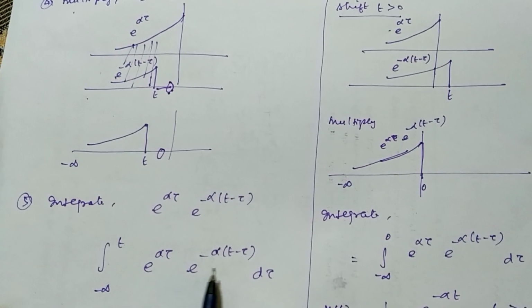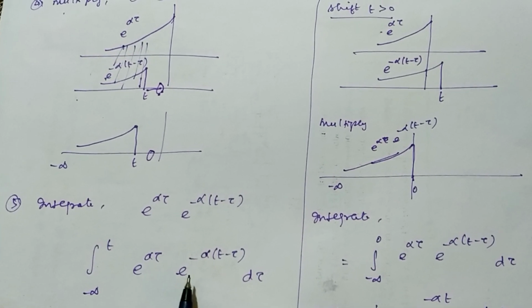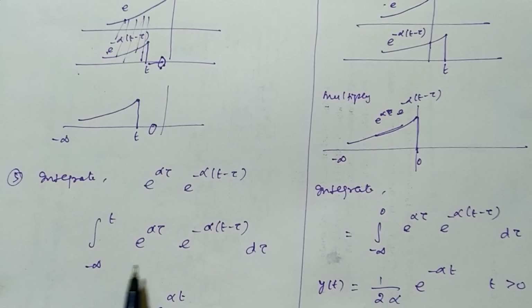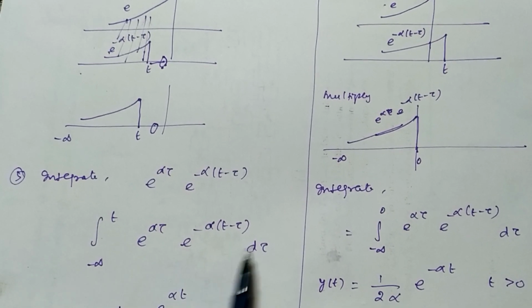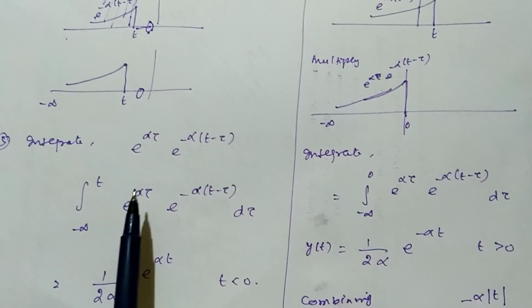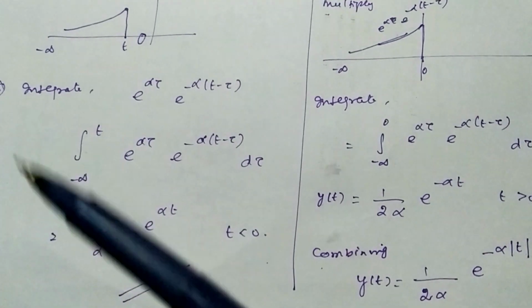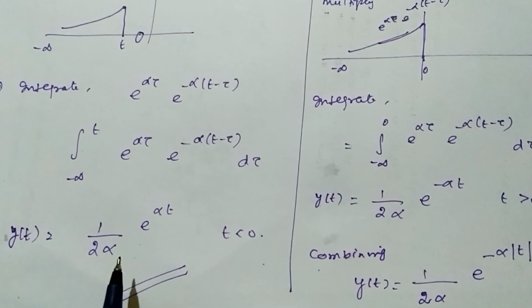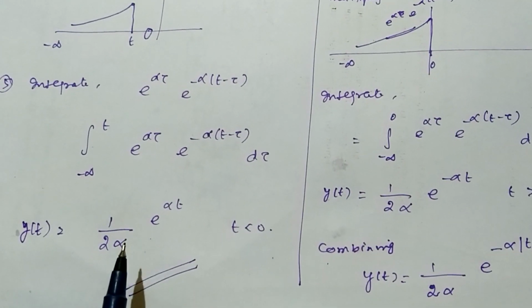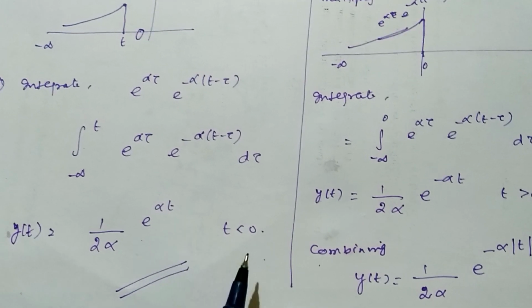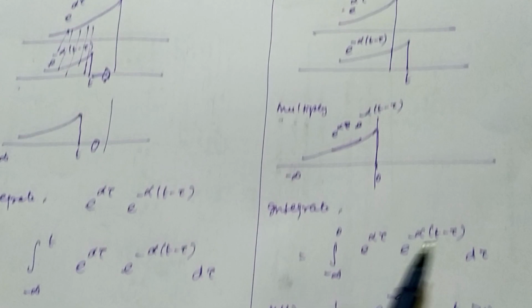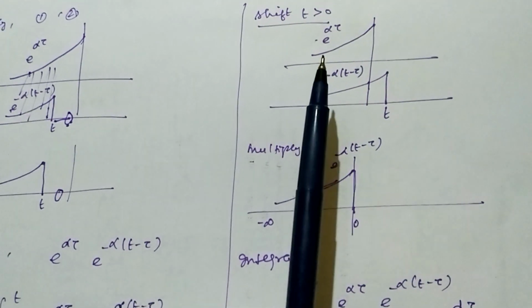After multiplying, we have the integrand e power alpha tau times e power minus alpha t minus tau, d tau. This is the result after the fifth step. Once you simplify this, we have the answer y of t is equal to 1 over 2 alpha e power alpha t for t less than 0, meaning the negative shift. The same operation we can do for the positive shift, when t is greater than 0.